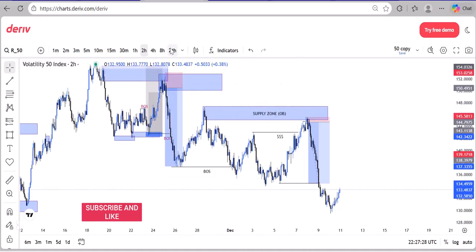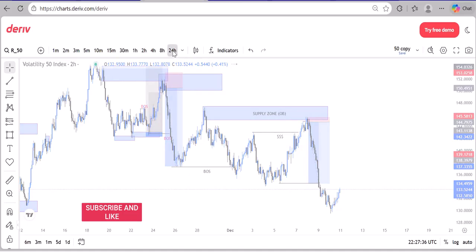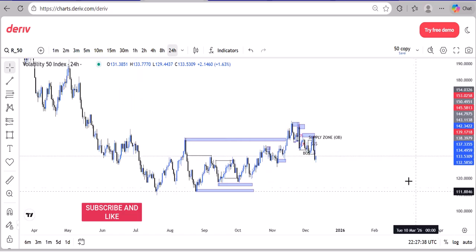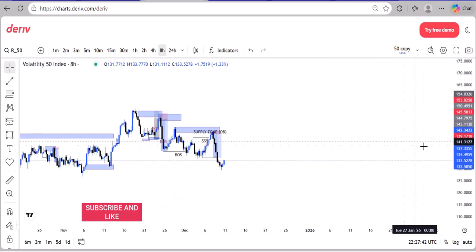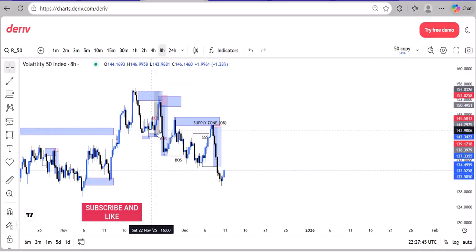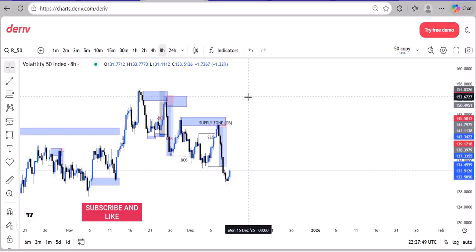Okay, so looking at the chart, we did a top-down analysis, meaning we started from a higher time frame to a lower time frame before we took our entry. We actually started from the 8 hours time frame. Looking at the 8 hours time frame, price was moving down. First of all, we determine our market bias, that's the trend of the market.